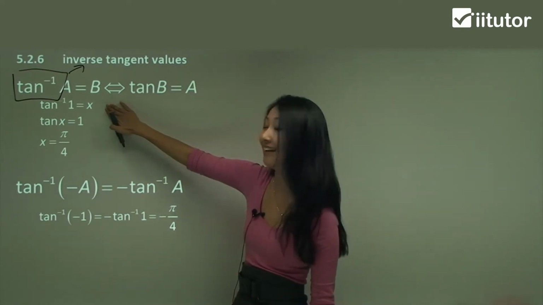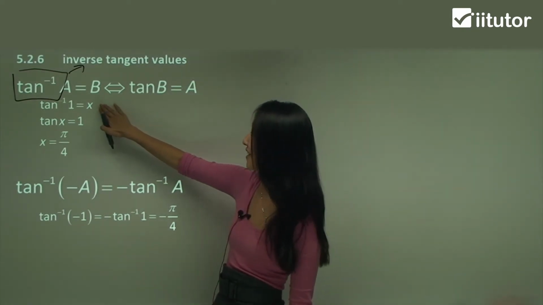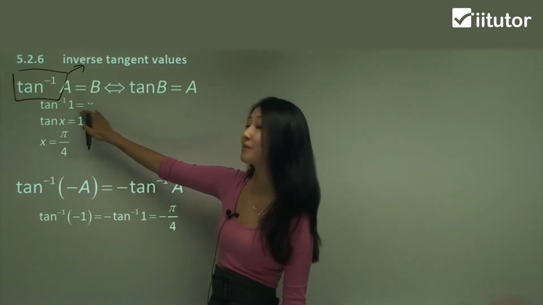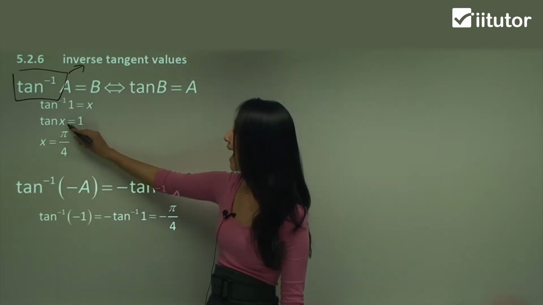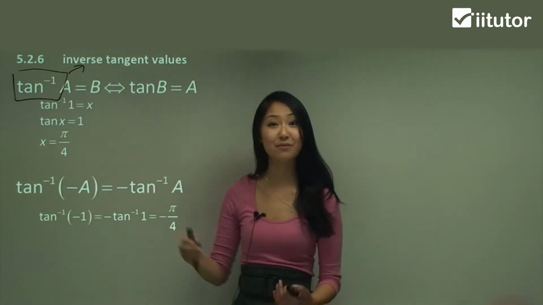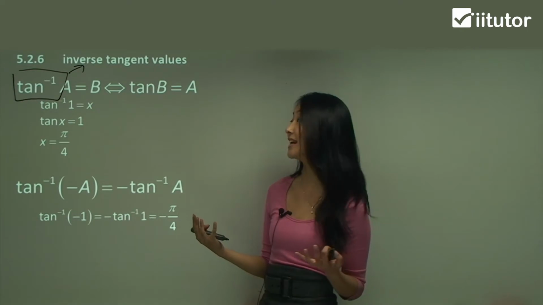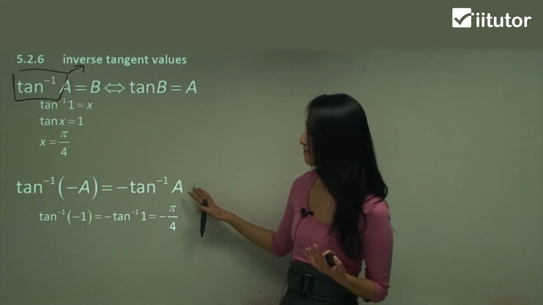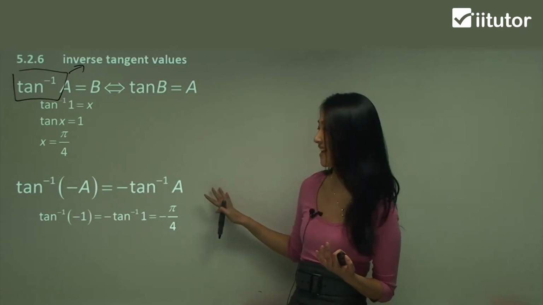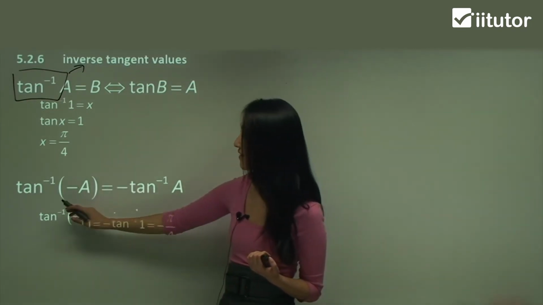So if we have here a question which is find the inverse tan of 1, we let it equal x, and then we can flip the two. So tan x equals 1, and then we just think to ourselves, tan of what equals 1, and that's pi on 4.